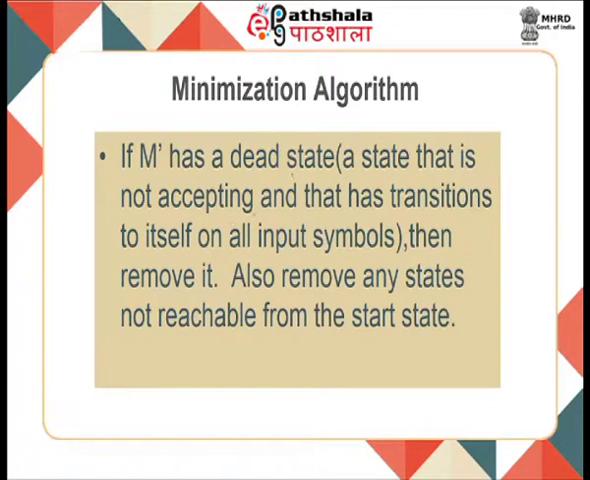If M dash has a dead state, a state that is not accepting and that has transitions to itself on all input symbols, then we have to basically remove it. Non-accepting means that it is not going to be part of your final automata at all. Also remove any states not reachable from the start state. This is a very important point.